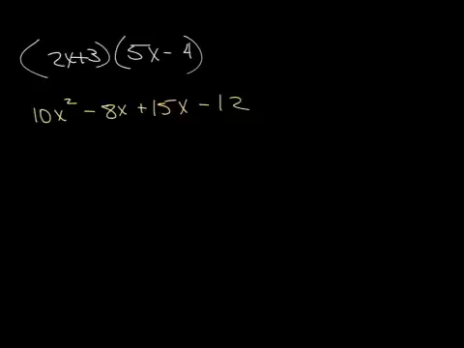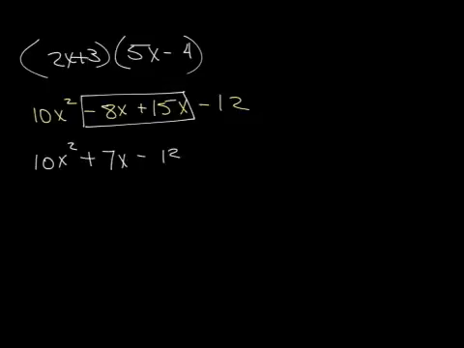There's my F, O, I, L. Alright, so now what can I combine? I can combine these two. Not always, but in a lot of cases you can combine those middle two. So I have 10x squared. I've got a negative 8x plus 5x, which gives me a plus 7x minus 12. And I am done with that one.